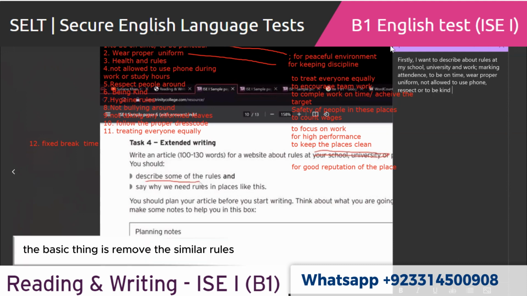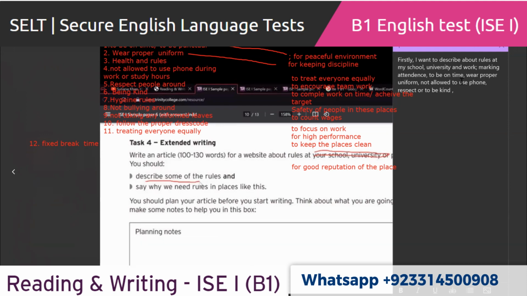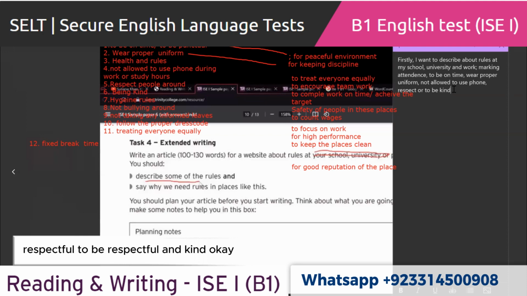We have to see, the basic thing is to remove the similar rules, because respect or be kind is the same, right? When we edit it, I'll just cross it, because same words we can remove. Respect or to be kind to people around. Let's just keep it this way. To be respectful and kind. Okay, more. And health and rules.